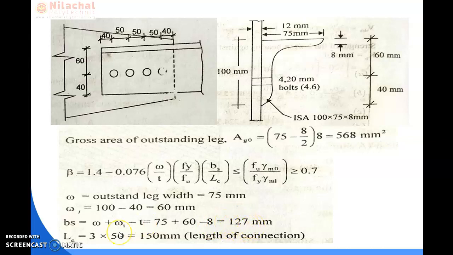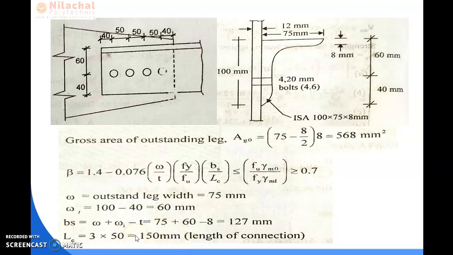So now we calculate the Lc value, which is the length of connection. That means from the first center of the bolt to the last center of the bolt. That means from here to here. So from here to here, the value of the pitch is 50, again 50 and again 50. So the total length of the connection is 50 into 3, which is 150 mm.